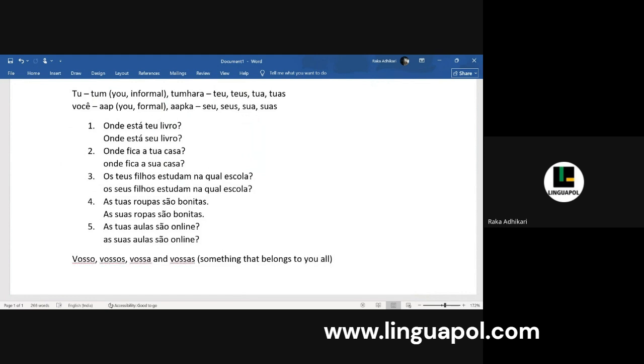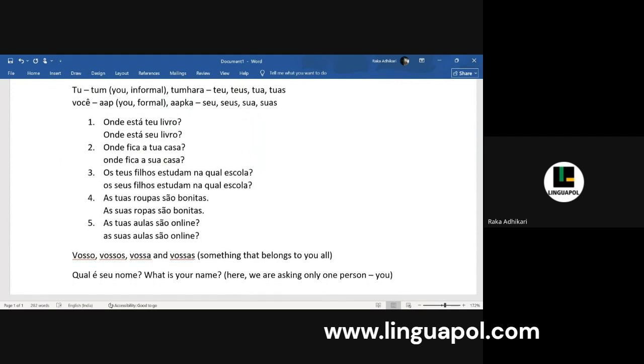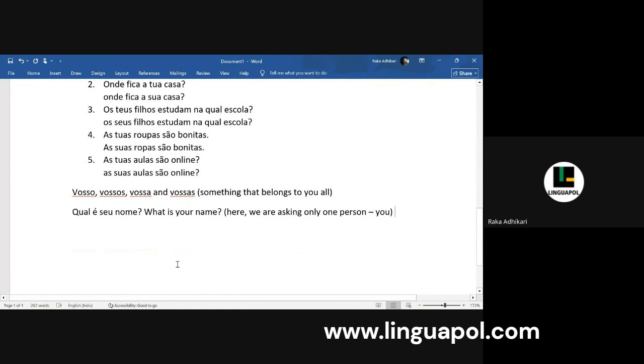आप सबका. ओके, यहाँ पे सिर्फ आपकी बात नहीं हो रही है. यानी जब हम कहते हैं qual é seu nome, that means what is your name. Here we are talking to only one person, that is you. But what if we ask the same question to multiple people? For example, this is our first class and I am asking all of you, what are your names?